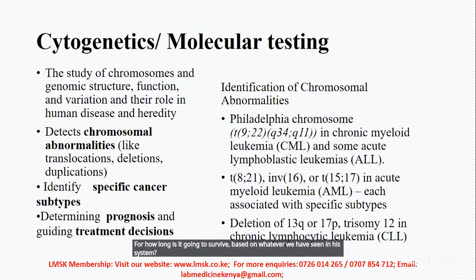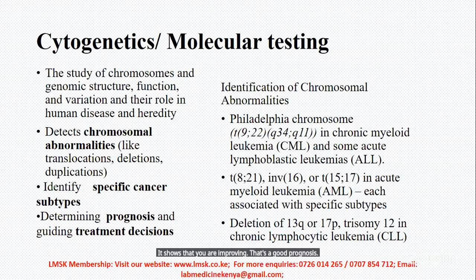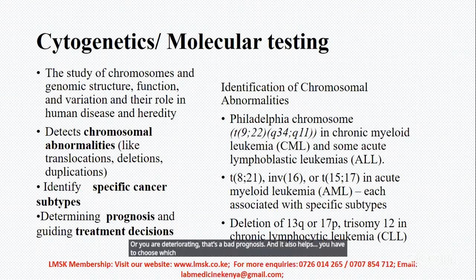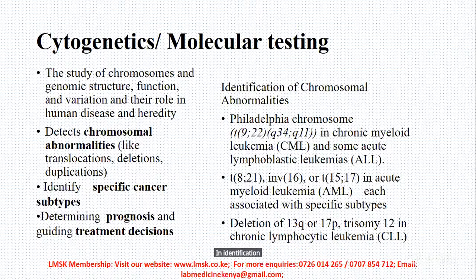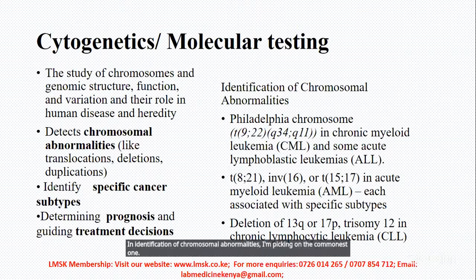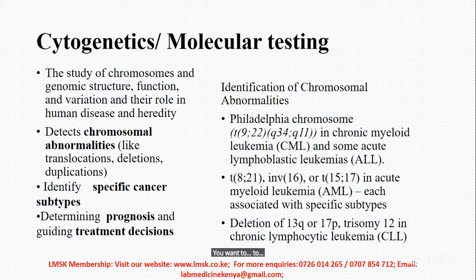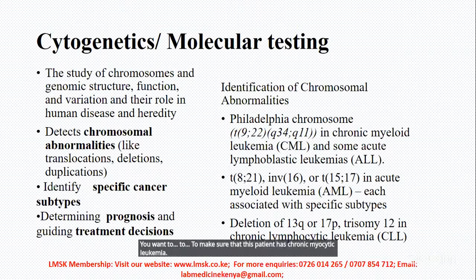It shows either you are improving, that's a good prognosis, or you are deteriorating, that's a bad prognosis. And it also helps you choose which treatment decisions you are picking. For example, in identification of chromosomal abnormalities, I'm picking on the commonest one. You want to make sure that this patient has chronic myelocytic leukemia and you have got the patient.